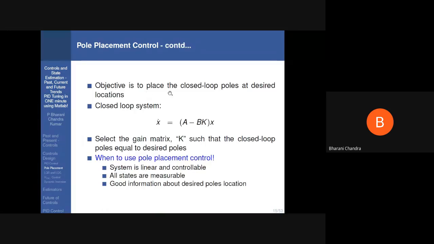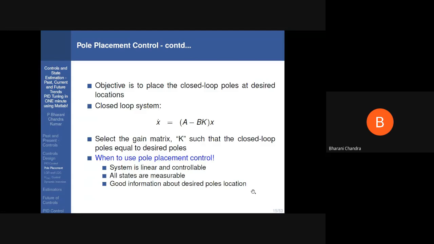So here the objective is to place the closed loop poles at the desired locations. And if I substitute u equals minus Kx, then my closed loop system will look like this. Now my idea is I want to place the eigenvalues of A minus BK at the desired closed loop locations. And so eventually it boils down to what should be the K value such that the closed loop poles equal the desired poles. And when to use the pole placement controller? When the system is linear, controllable, all states are measurable, and there is good information about the desired pole locations.